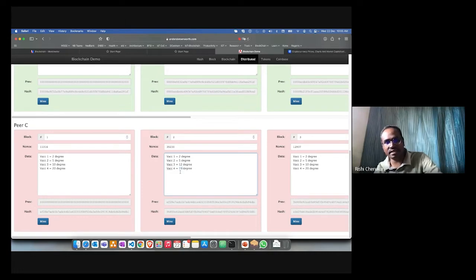Right, so in this way, let's say all of this mining happened and one of them wants to change the data, right? One of them wants to say vaccine number 3 is at 9 degrees instead of 10 degrees that everybody else is agreeing to, right? So then whom should we consider the official record? The official record comes as 10 degrees, right? Now, let's say there is a room full of people. There are, let's say, 10 people. 9 of them say this temperature stayed at 10 degrees.